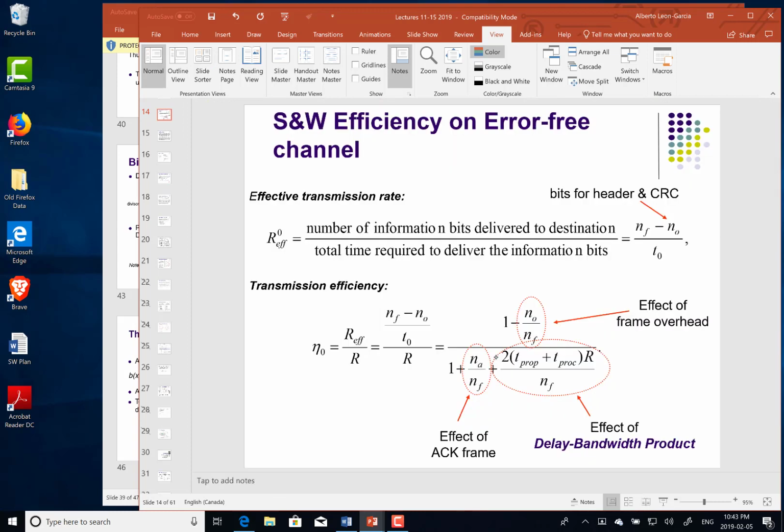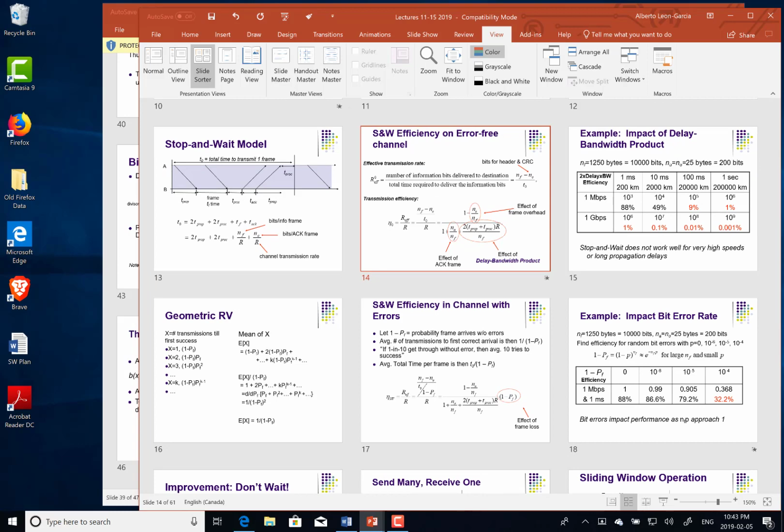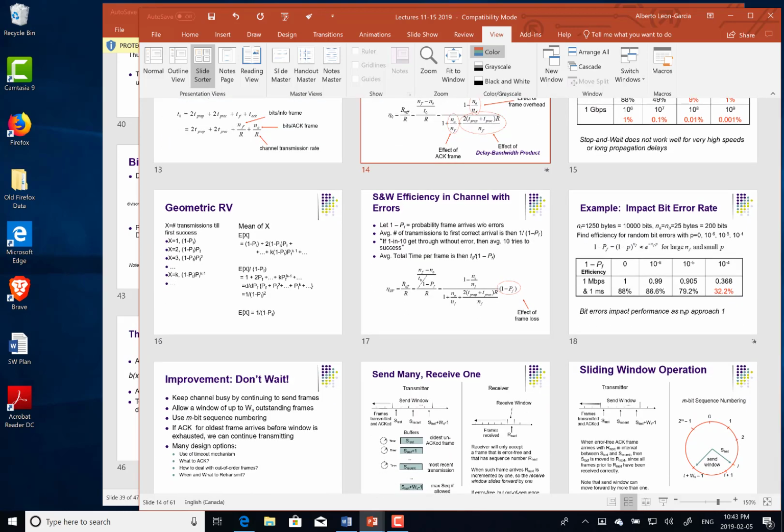So how do you fix that? Well, before we go there, if there are errors, that's what's going to force you to do retransmissions. So we also derived an expression for how many times on average we are going to have to resend a frame, if PF is the probability that the frame is in error. It's 1 over 1 minus PF. When we put it back into the efficiency calculation, you get this expression.